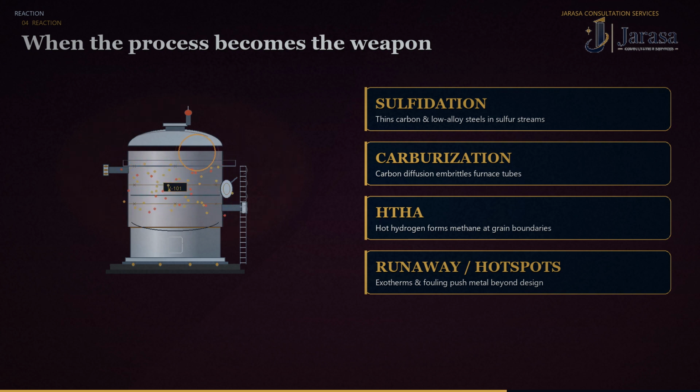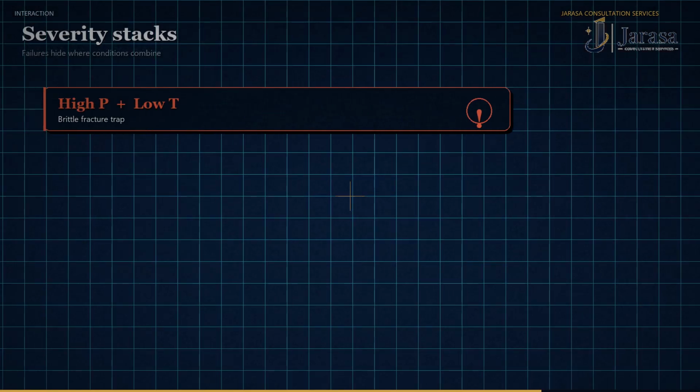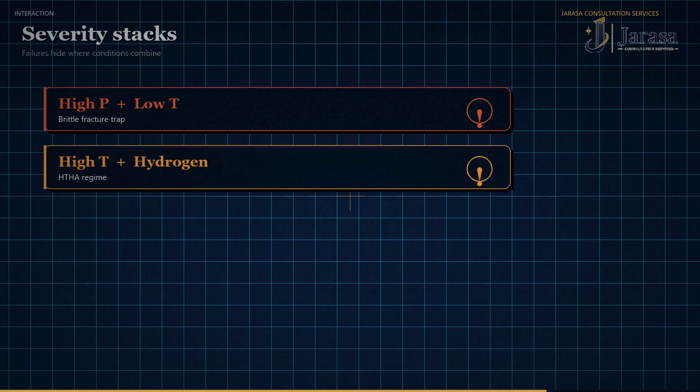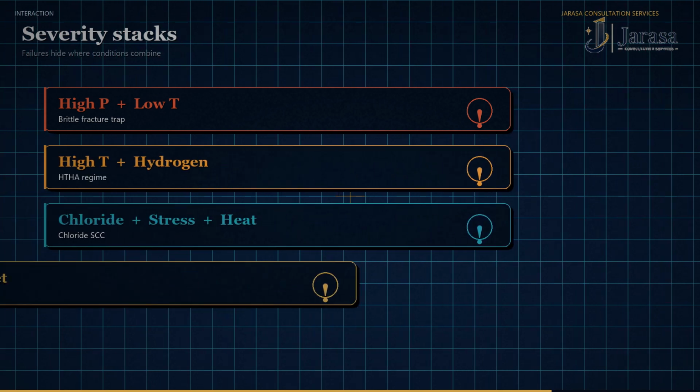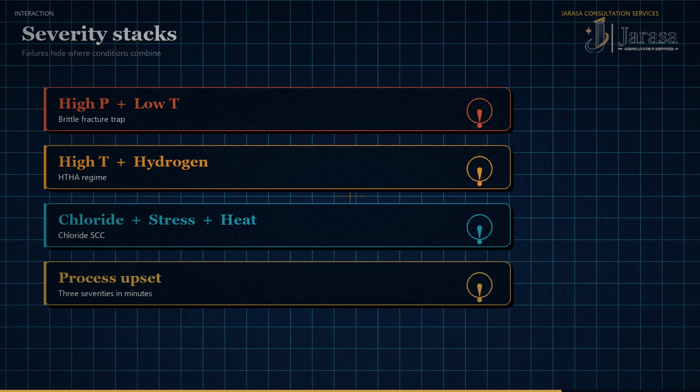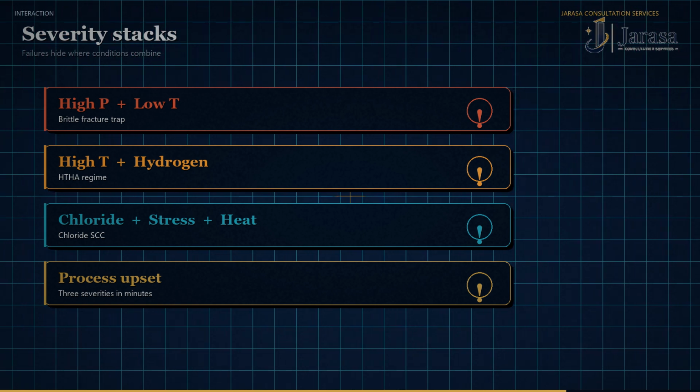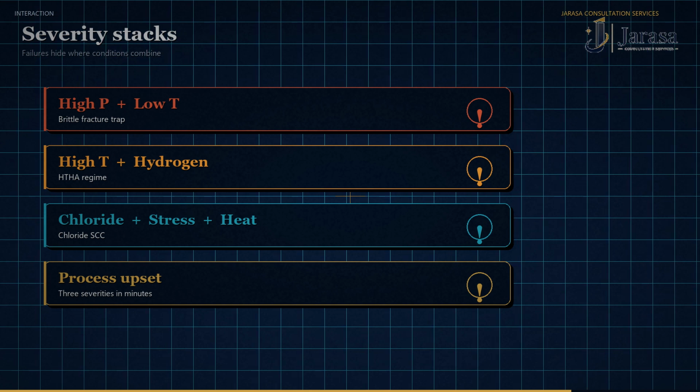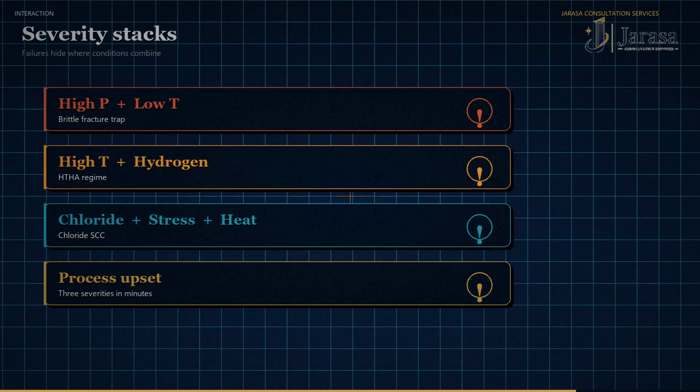Here's the part operators feel in the field: these families rarely act alone. High pressure plus low temperature is a brittle fracture trap. High temperature plus hydrogen is an HTHA trap. Chlorides plus residual tensile stress plus heat is classic chloride SCC. A process upset can stack 3 severities in minutes. So when we assess integrity, we don't list conditions in isolation, we map how they combine at each piece of equipment. So what do we do with that?